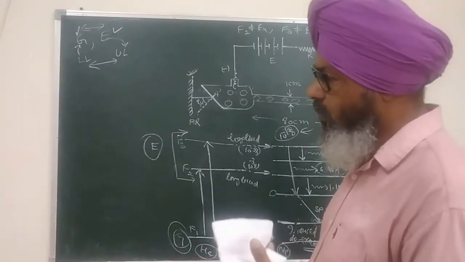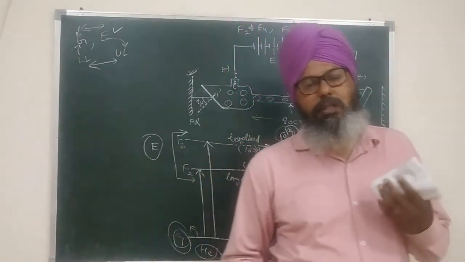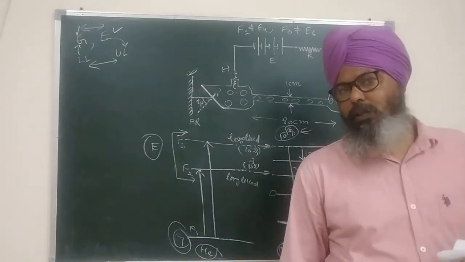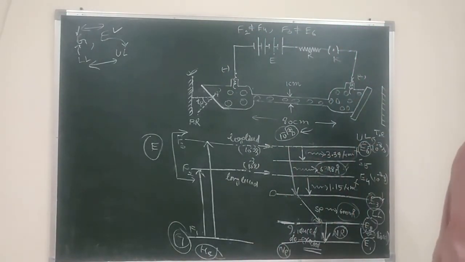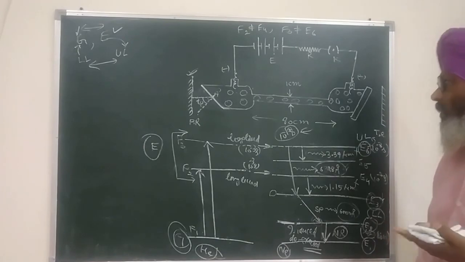So helium neon laser will be a continuous wave laser. It will not be a pulsed laser. The pulsed laser was the ruby laser, which I have discussed in my previous lecture.